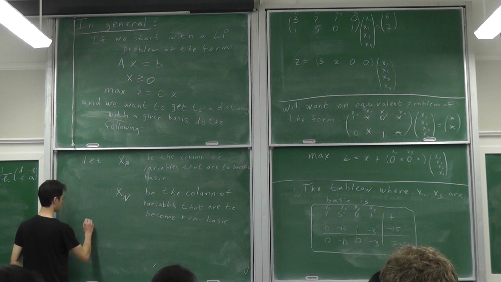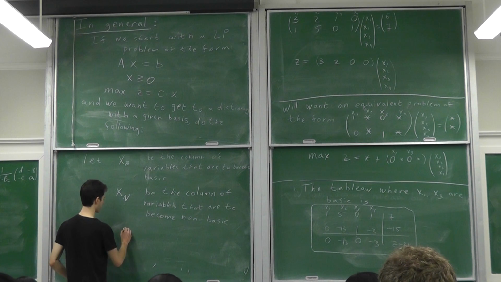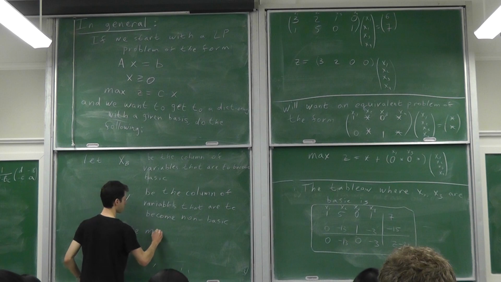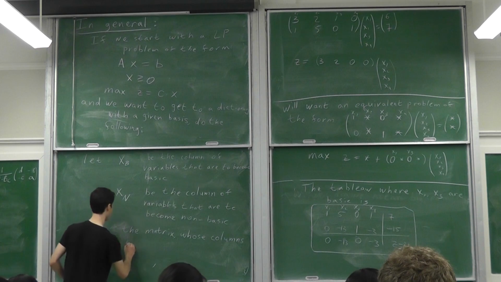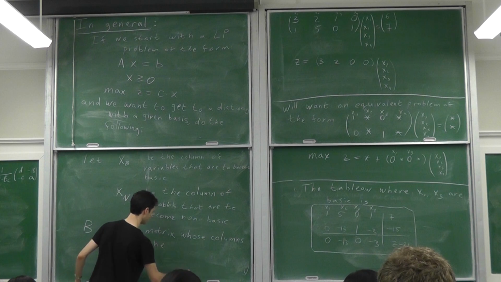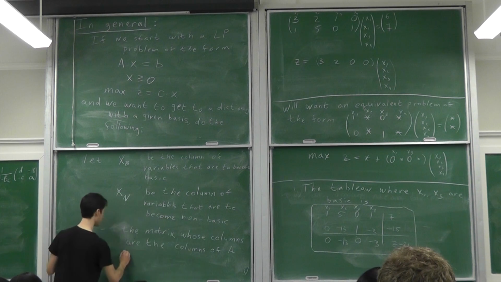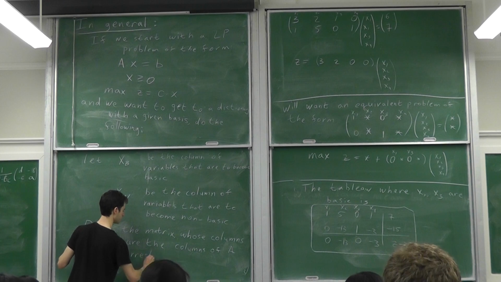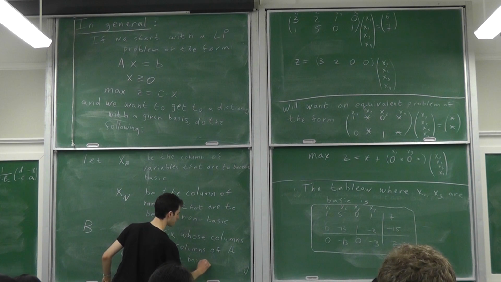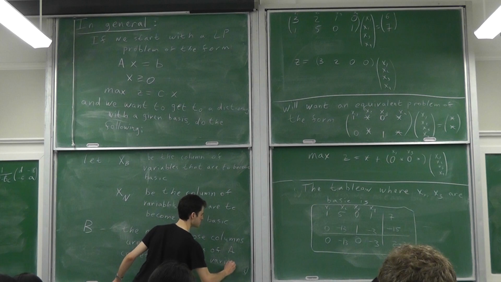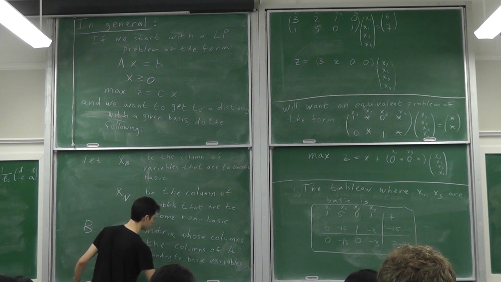So, B will be the matrix whose columns are the columns of A corresponding to the basic variables, and N will be the same thing for non-basic variables.